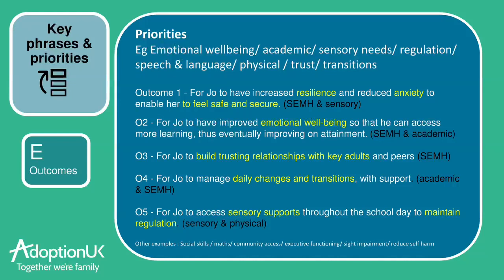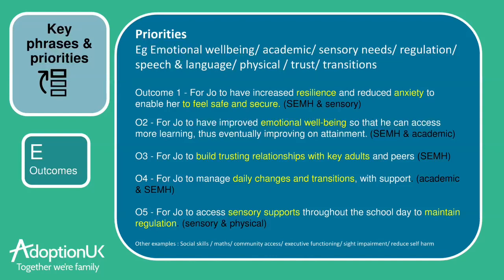So it may be for Joe to have increased resilience and reduced anxiety to enable her to feel safe and secure. Now that is one that many of our children need to work towards, feeling safe and secure. And I've added in brackets SEMH, social, emotional, and mental health, and sensory, because they're the sections of the EHCP that this outcome may link to. So that's just one idea of an outcome.